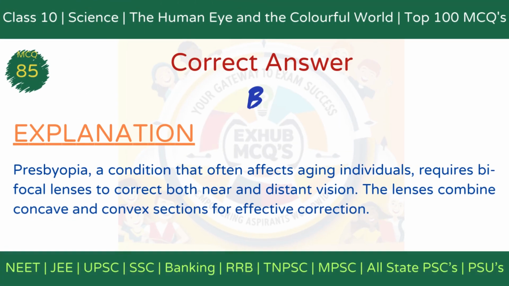The correct answer is option B, presbyopia. Explanation. Presbyopia is an age-related condition that affects both near and distant vision. It is corrected using bifocal lenses, which combine concave and convex segments to address both defects.